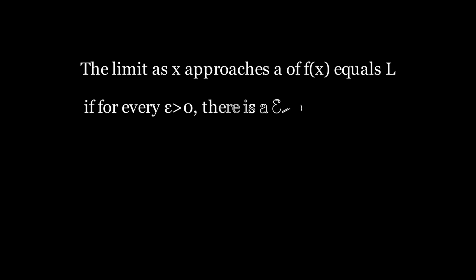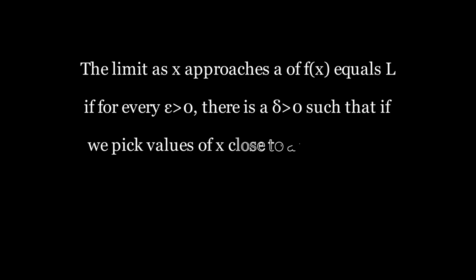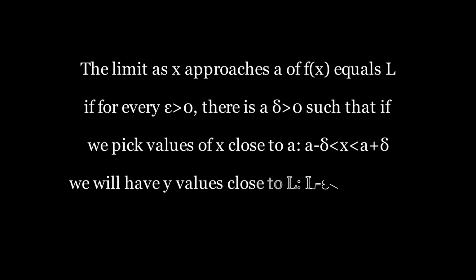We say that the limit as x approaches a of f of x equals L if for every epsilon greater than 0, there is a delta greater than 0 such that, and now we can put in our new intervals, if we choose x values that are close to a, then f of x will have y values that are close to L. How close? Delta and epsilon. So what we're basically saying here is that if you don't go more than delta away from a on the x-axis, f of x won't go more than epsilon away from L on the y-axis.